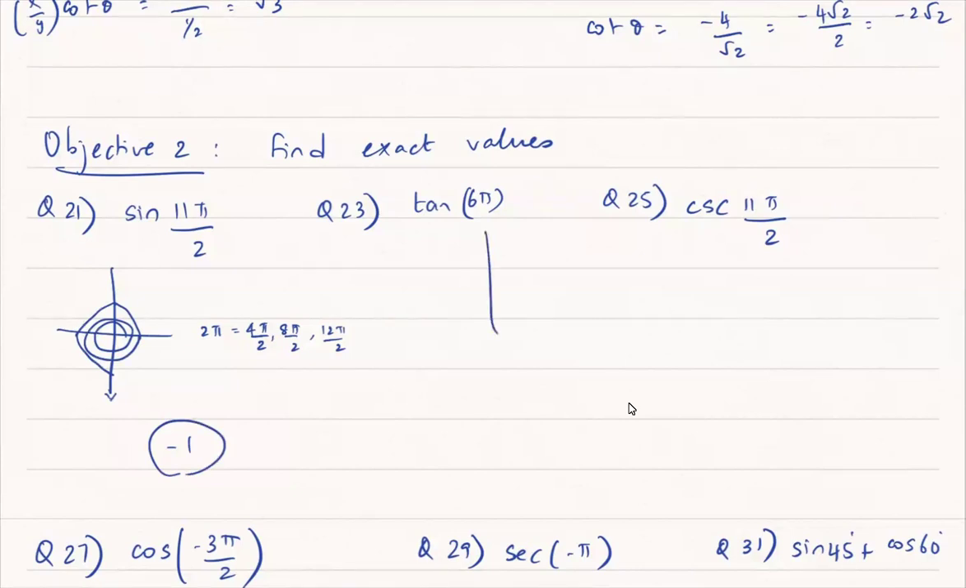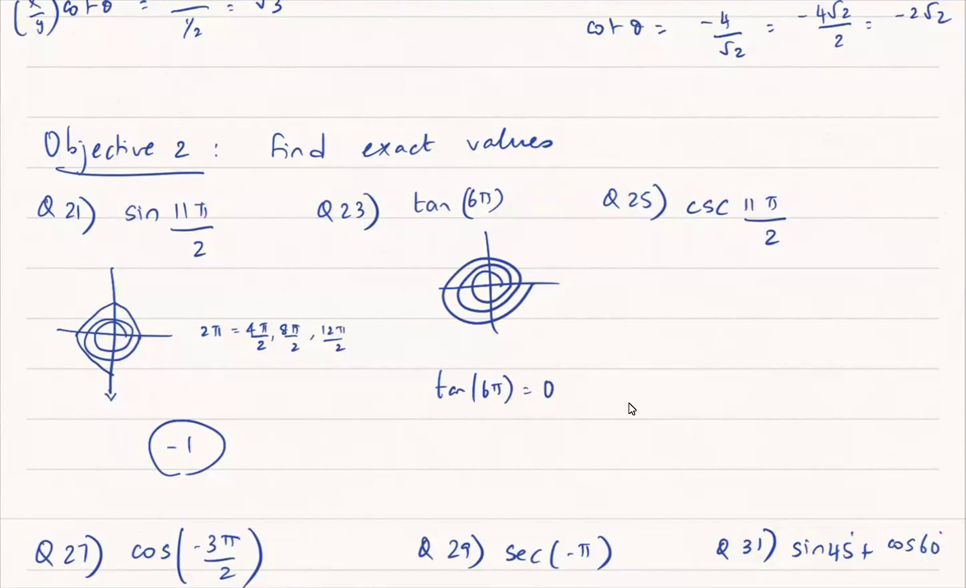6 pi. Now, where is 6 pi? 2 pi, 4 pi, 6 pi. 6 pi is here. And there you know that the coordinate is 1, comma 0. So the tan of 6 pi will be 0.